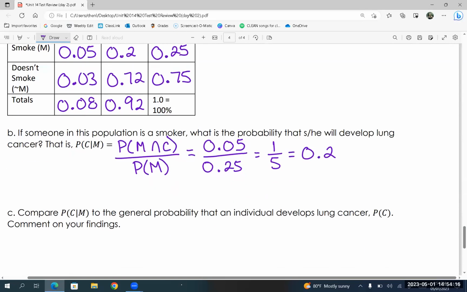Part C: compare the probability of C given M to the general probability that an individual develops lung cancer, C. So essentially, how does P of C given M compare to the probability of just C? This looks just like our independence formula, so that's likely what they're looking for us to comment on.